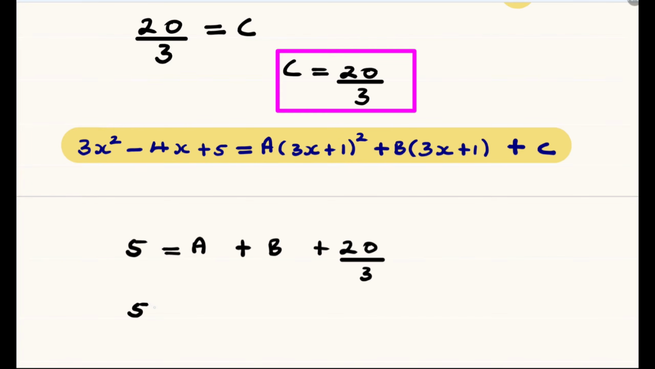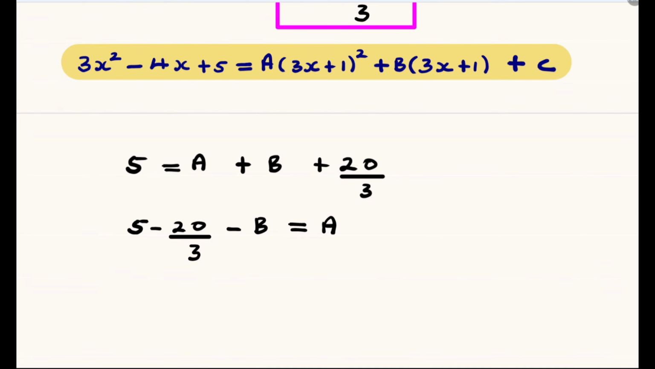We move the 20 divided by 3 to the left. It will change sign to negative 20 divided by 3. And also move the b, and we have negative b also on the left, and this will be equal to a. 5 minus 20 divided by 3 is equal to negative 5 divided by 3 minus b is equal to a.